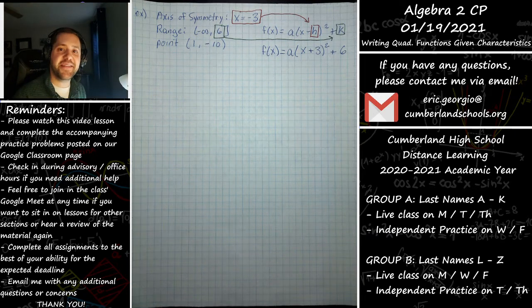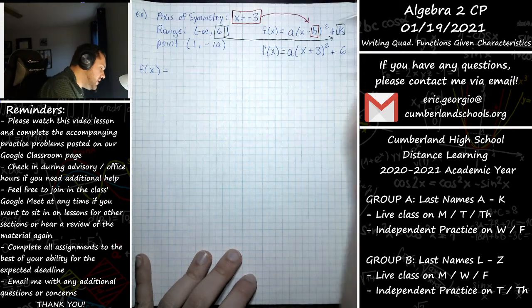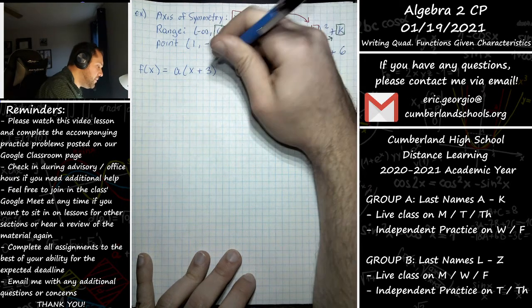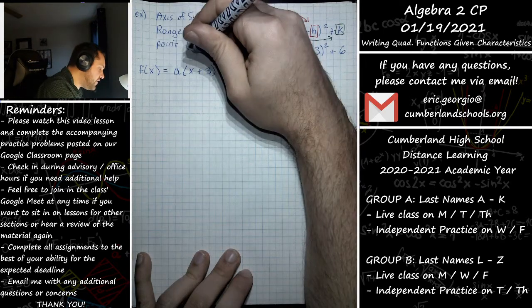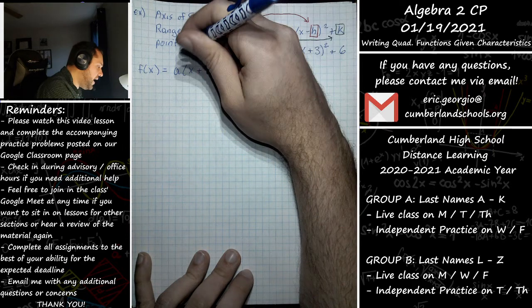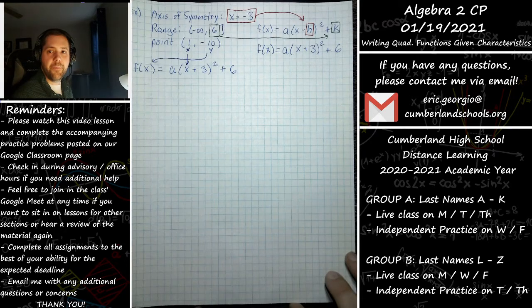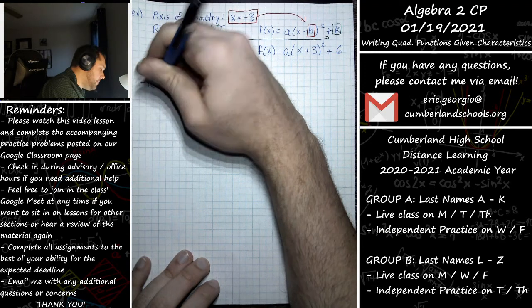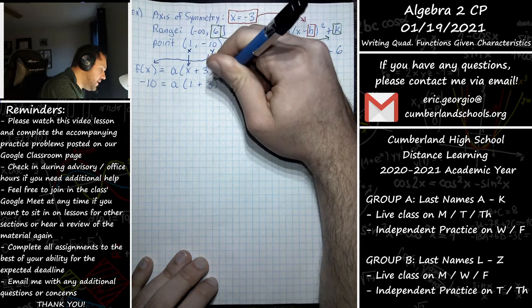Now we're back at the same point we were before, where we can say, hey, I don't know what a is, but I can certainly find what a is by saying f of x should equal a times x plus 3 squared plus 6. We're given a value for x and a value for y that are on this parabola. Here's my x. Here's my y. Let's take that and put it in there. Let's take this and set it for my output. And we'd be able to say that that means negative 10 is equal to a times 1 plus 3 squared plus 6.